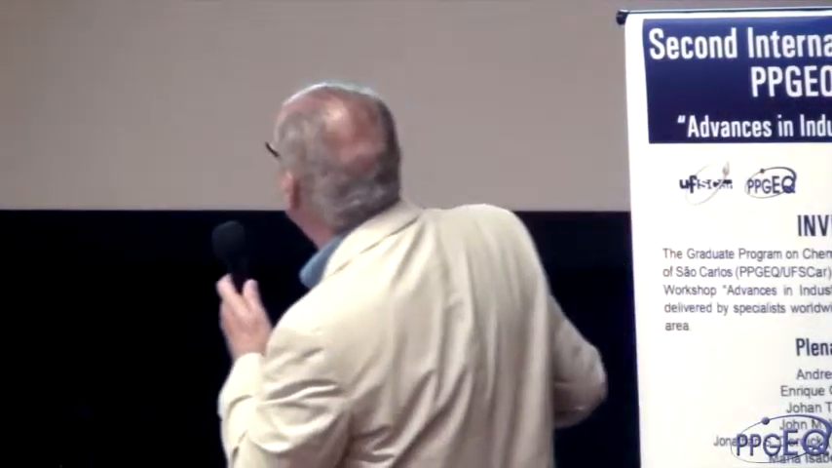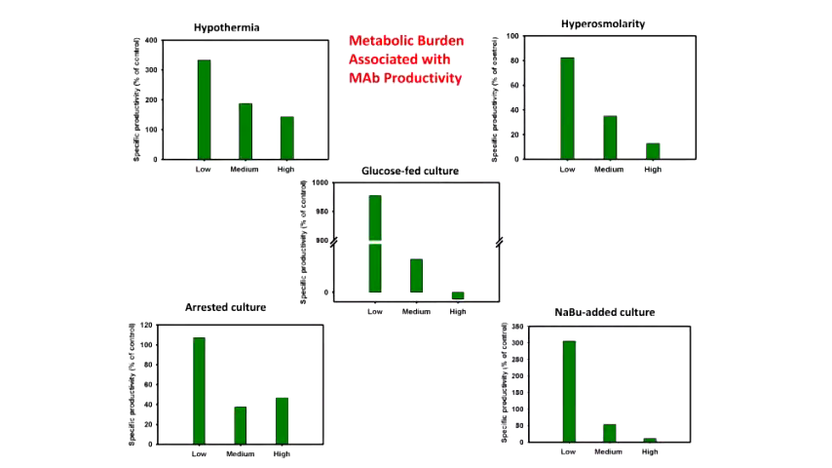But would they all behave the same way? Low producer, medium producer, high producer, and you look at those arrested cells, sodium butyrate, glucose fed culture, all of these would lead to increased productivity. Let's look at the rate of increase. Here are the differences. With all of them, hypothermia, hyperosmolarity, glucose fed culture, arrested culture, and sodium butyrate culture, you find that the low producer achieves higher, further improvement when you treat the cells with that specific factor.